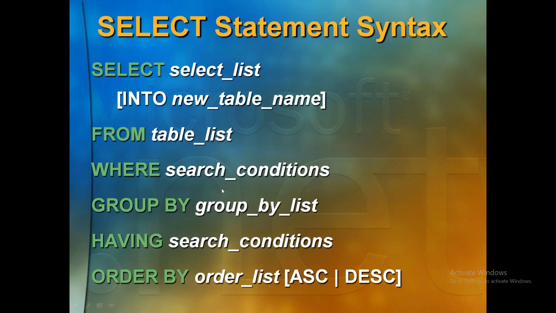You must use: select list, into new table name. What is into new table name? We'll discuss that. In the from clause, you can have a table list, where such condition, group by column list, having again such condition, order by order list, ascending or descending. So this is the complete select statement syntax, whenever you go to Oracle or MySQL anywhere.